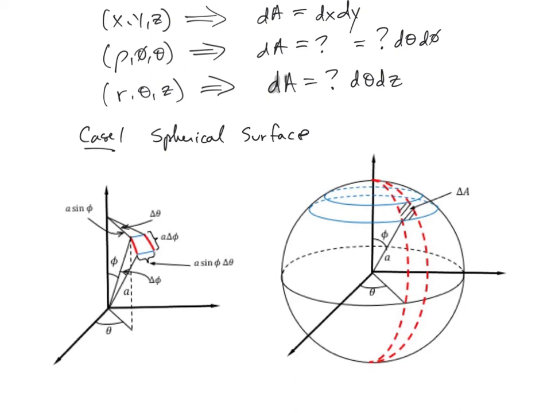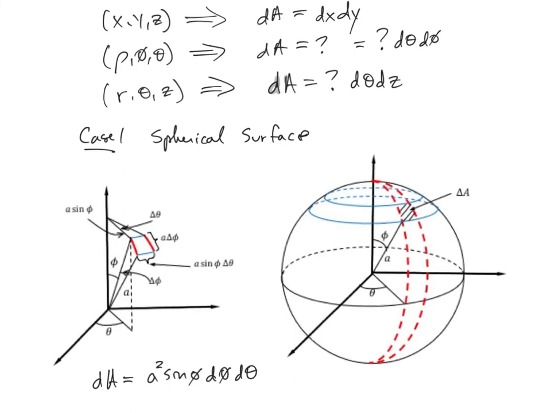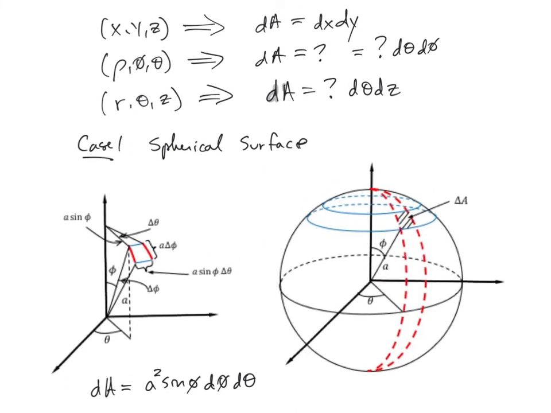So our dA for a spherical surface is going to be a squared sine phi d phi d theta. So that's what you get when you multiply a sine phi, again, instead of delta, think d, so a sine phi d theta times a d phi. We get a squared sine phi d theta. So that becomes our dA in our surface integral if our surface is spherical.